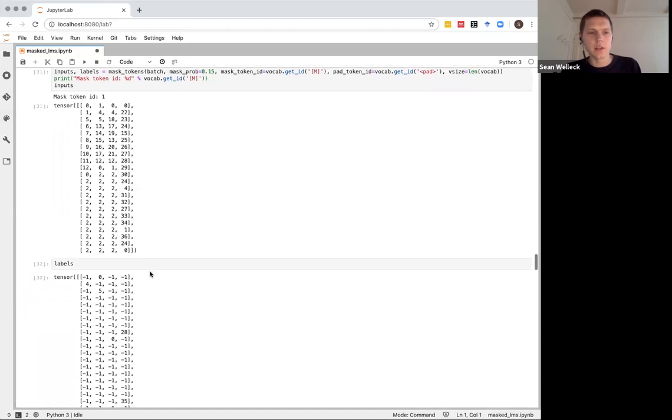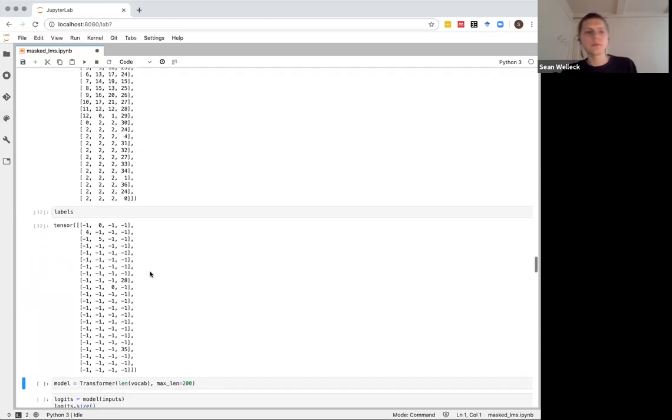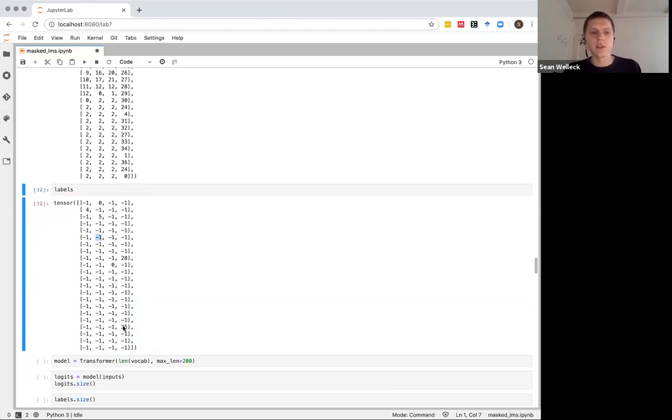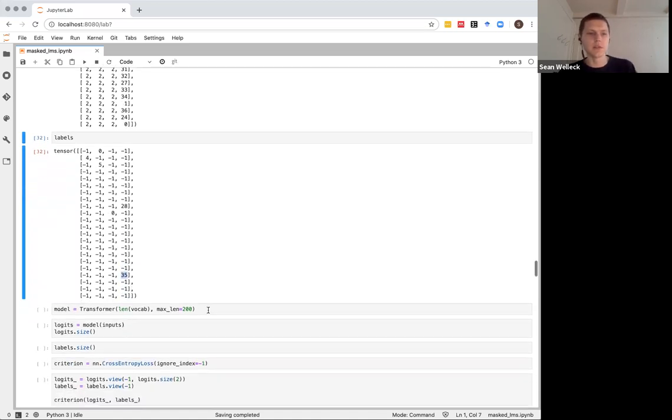And now you could look at what the labels are. So in positions that weren't masked, we're going to ignore those. Remember, our loss function only sums over the masked locations. And in positions that were masked, let's look at this one for instance, you have the ground truth label there. Okay, so here you can see that the task is to predict the ground truth label in the mask positions.